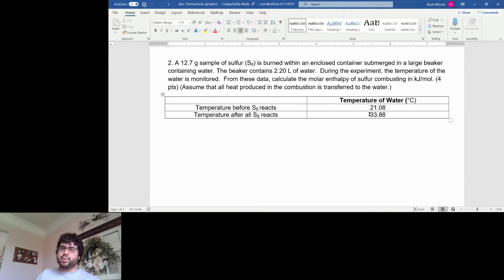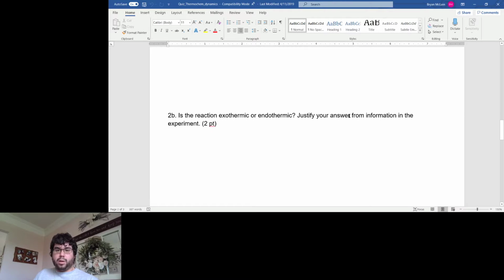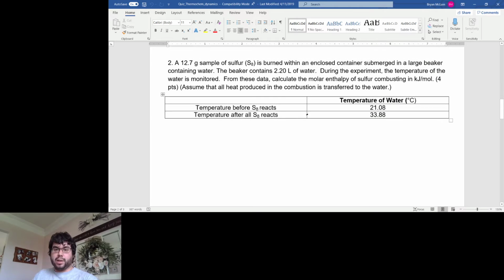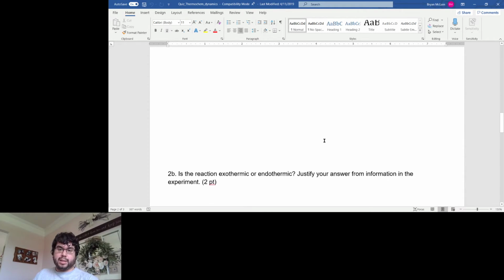The main thing I was really looking for, it varied between people, was that you said the temperature of the water increased. That's the data that demonstrates that the reaction is exothermic. Some people just said the enthalpy is negative, and while that's true, the enthalpy being negative indicates it's an exothermic reaction. I was looking for information from the experiment that proves it's an exothermic reaction. You should have said that the temperature of the water increased, and that's how you would get full credit.